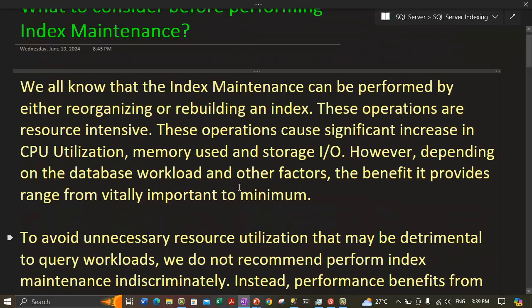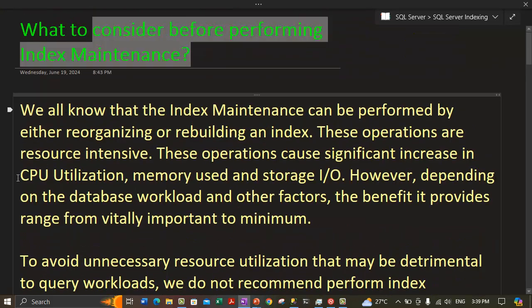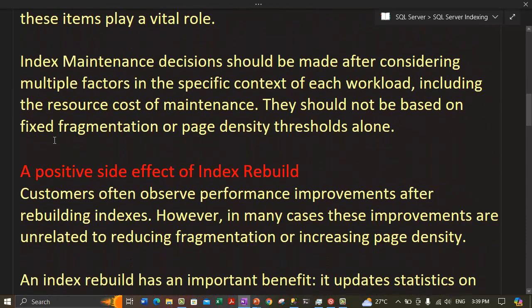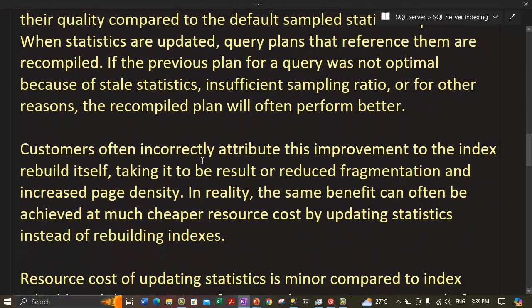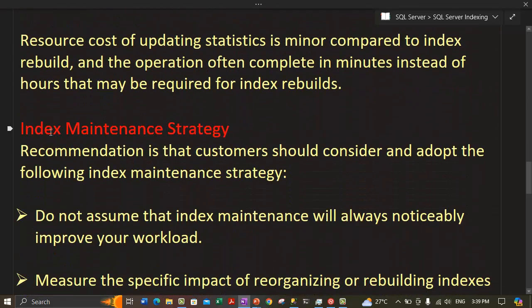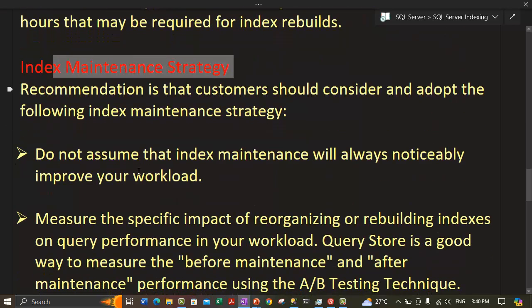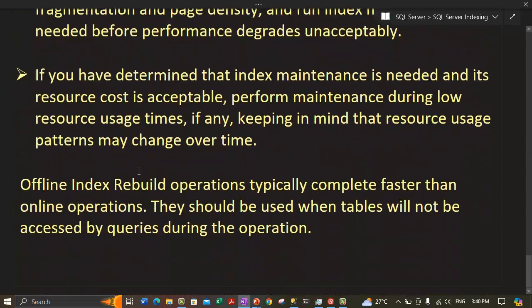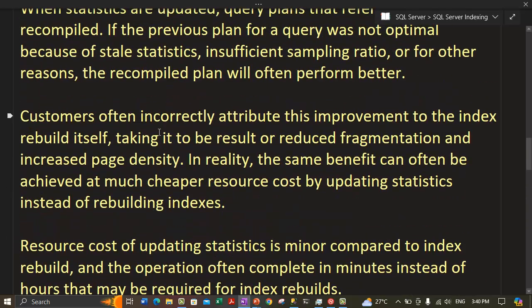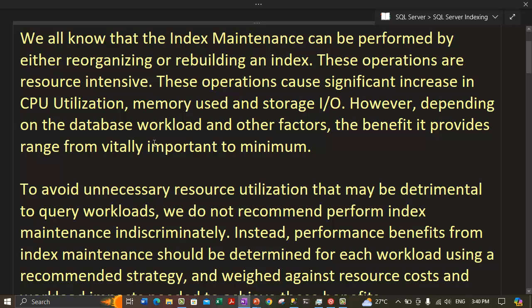Today we have discussed the factors to be considered before performing any kind of index maintenance. We have discussed the positive side of the index rebuilding process, and we also talked about how your index maintenance strategy should be designed. We have discussed some points. So I hope you have taken the notes. If not, please watch the video again and jot down the notes and try to understand the video.